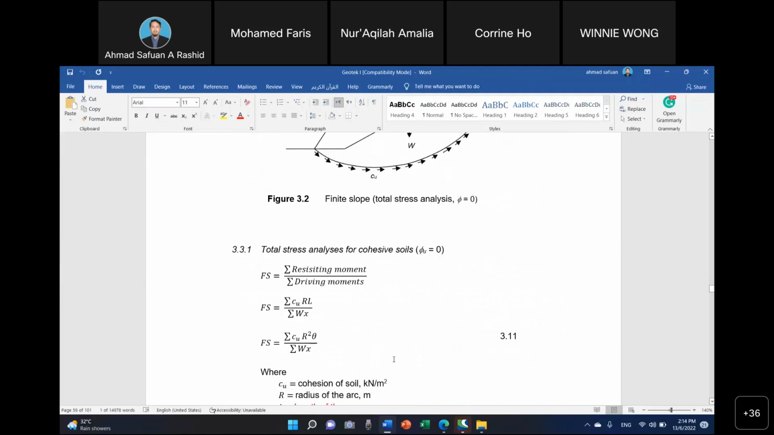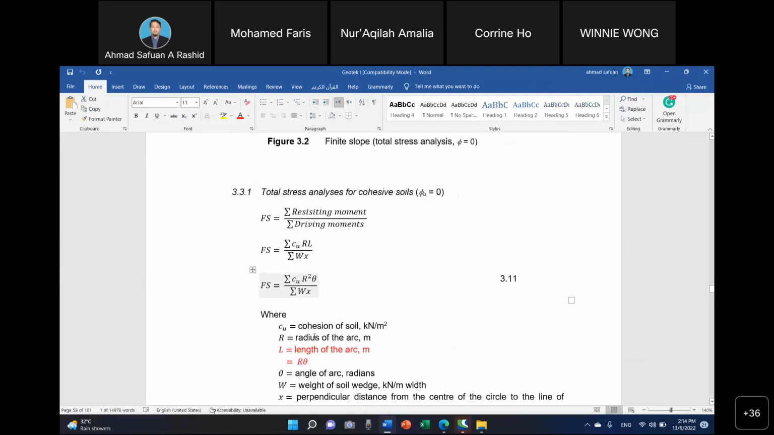This is the total stress analysis, whereby they use the method of moments, resisting moment over driving moment. And this is the formula. It is better for you to check whether your book has been amended or not, because previously there was an error in equation 3.11. So I have done the correction on the soft copy.